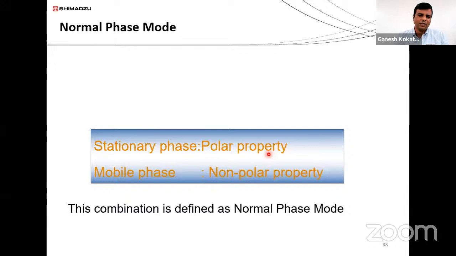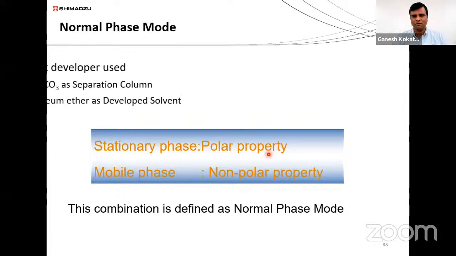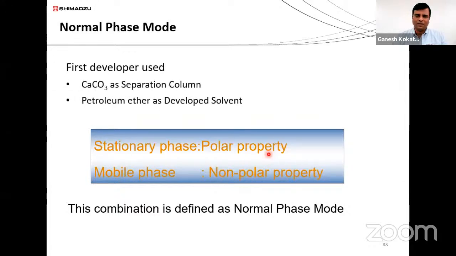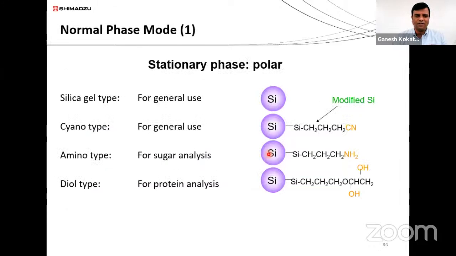Normal phase chromatography we prefer to use for the separation of isomers, diastereomers, not enantiomers. Actually, enantiomers can be separated with the help of reverse phase as well, because I have a lot of data which proves that enantiomers are separated on the reverse phase. So this is all about the separation of chiral molecules. Specifically for chiral molecules, we prefer to use normal phase chromatography.